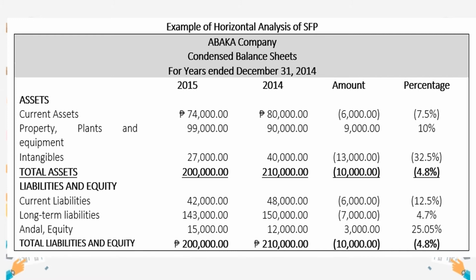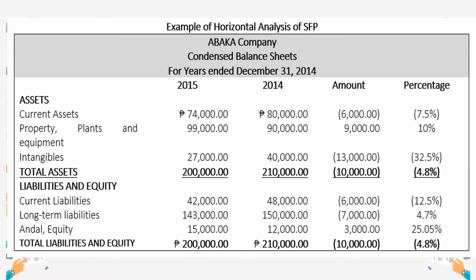For the total assets, we have here 200,000, then 210,000 for 2014. So it means there is a decrease of 10,000. So the percentage of change is 4.8%.